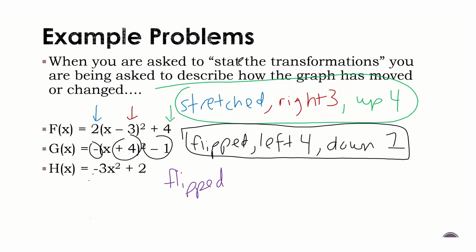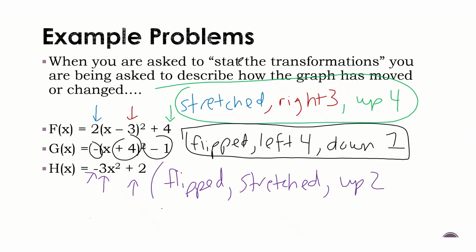All right, this last one, you would say it is flipped, okay, and we know it's flipped because of the negative. You are going to say it is stretched, not compressed. Okay, I know -3 is less than 1, but we're using the negative to flip it, and then we're just looking at the 3, and then we're going to say it goes up 2.